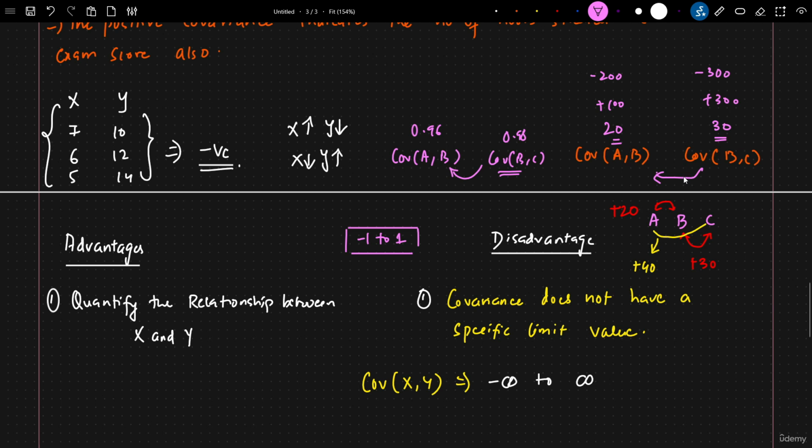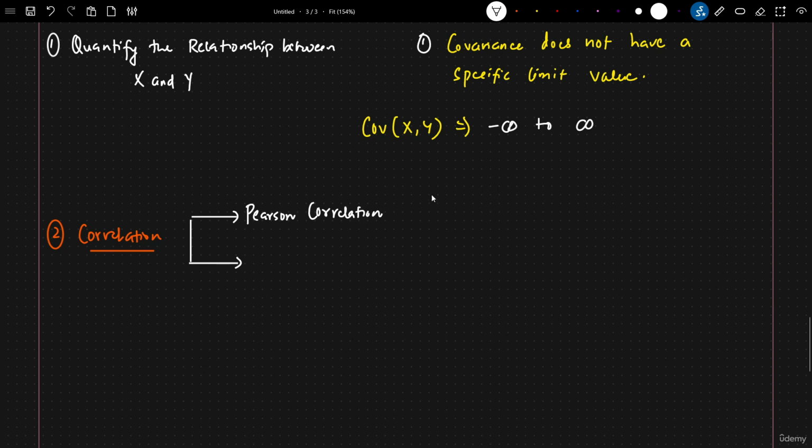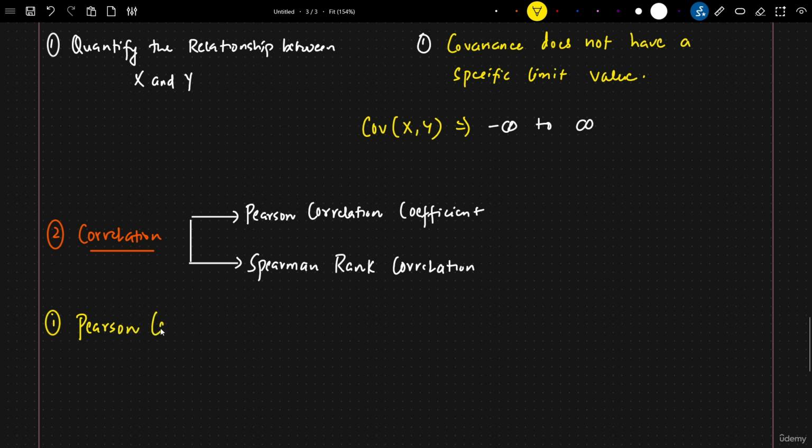So for this, what we do is that we specifically use another type of statistical analysis technique, which is basically called correlation. So the second type which we specifically have is something called correlation. Now in correlation also, you have two types. One is Pearson correlation coefficient, and the second type is basically called Spearman rank correlation. Now let's go ahead and talk about Pearson correlation coefficient. So this is the first topic that we're going to discuss about. It is nothing but Pearson correlation coefficient.